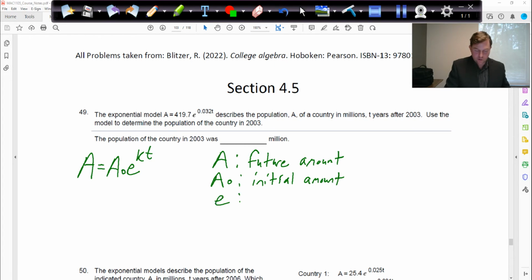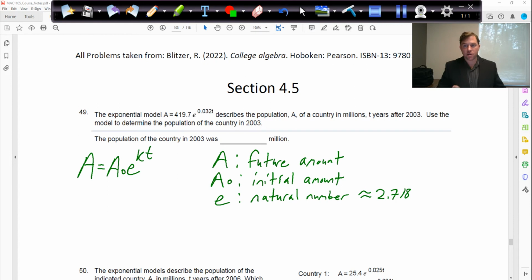E is the natural number that we've been studying, so it's a base. And it's approximately equal to 2.718. But don't use that number, use the actual button on your calculator. There should be a button on your calculator that says E on it.